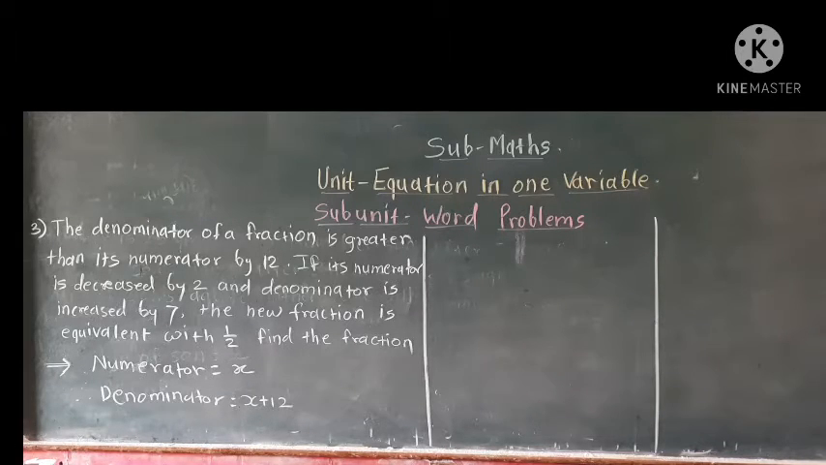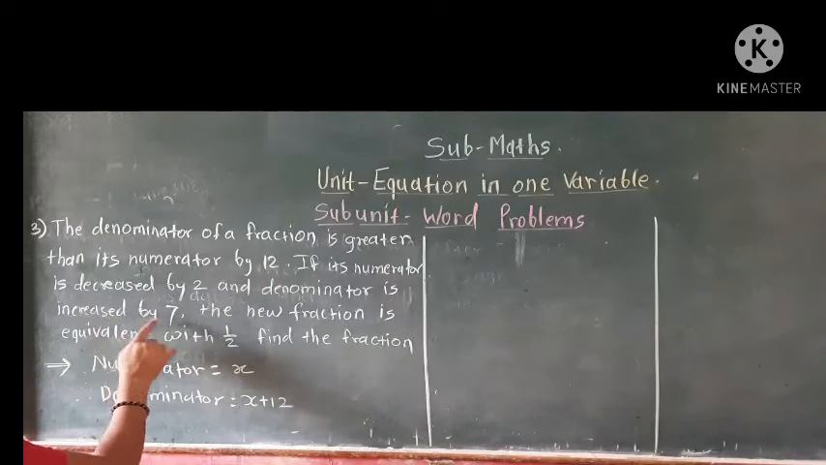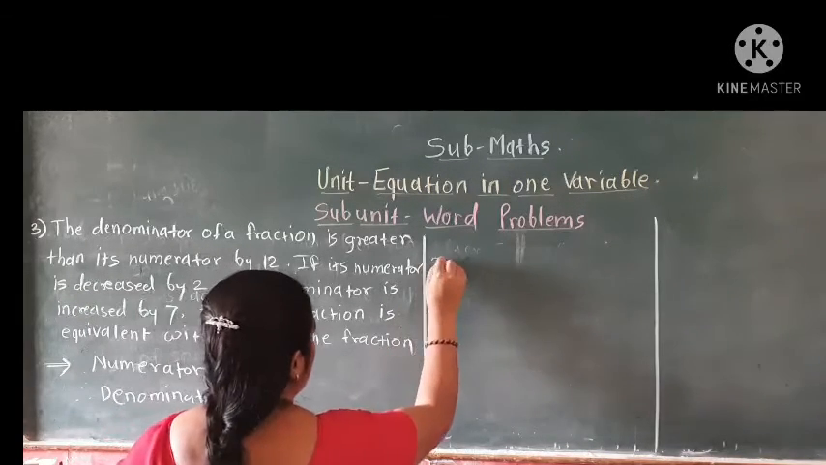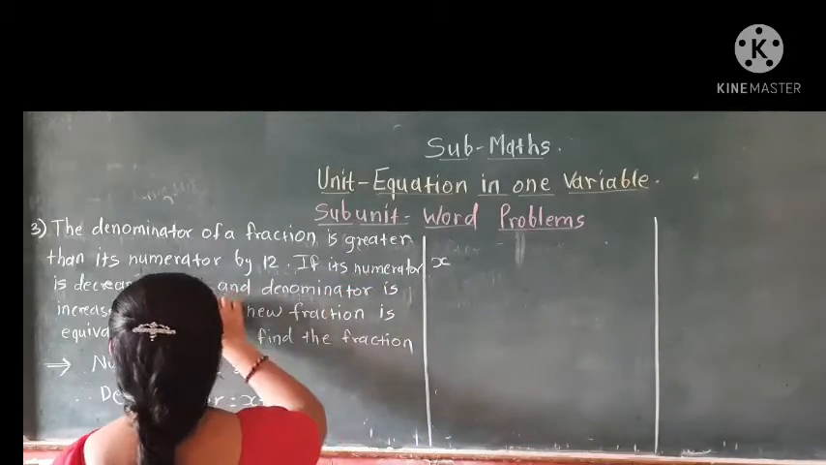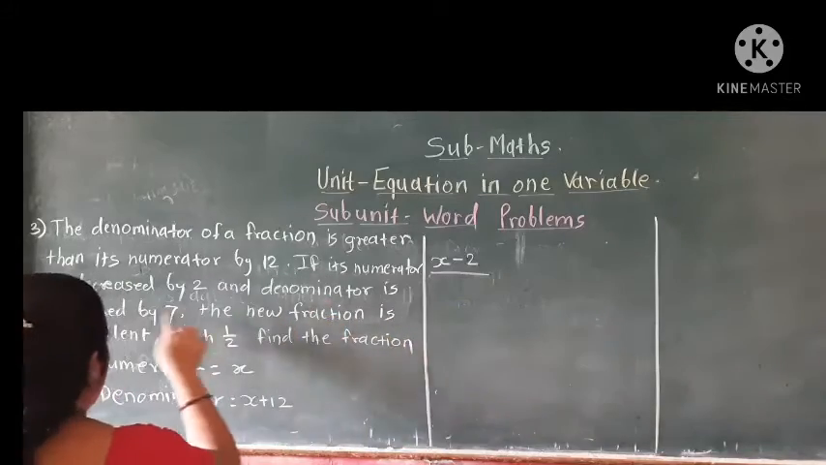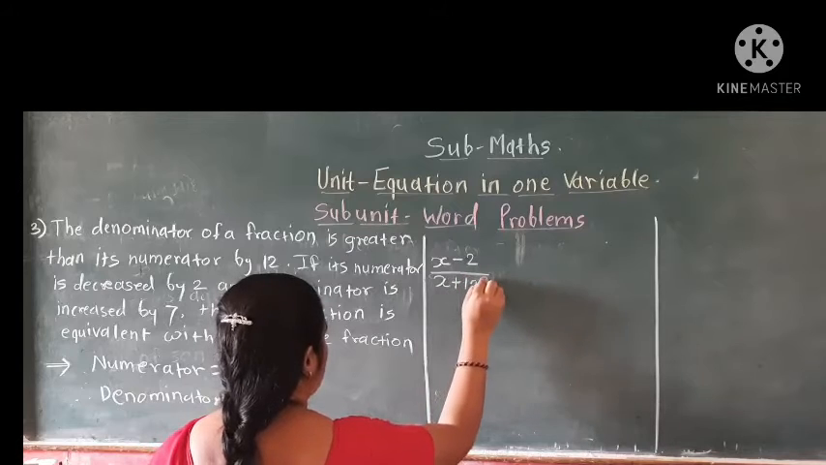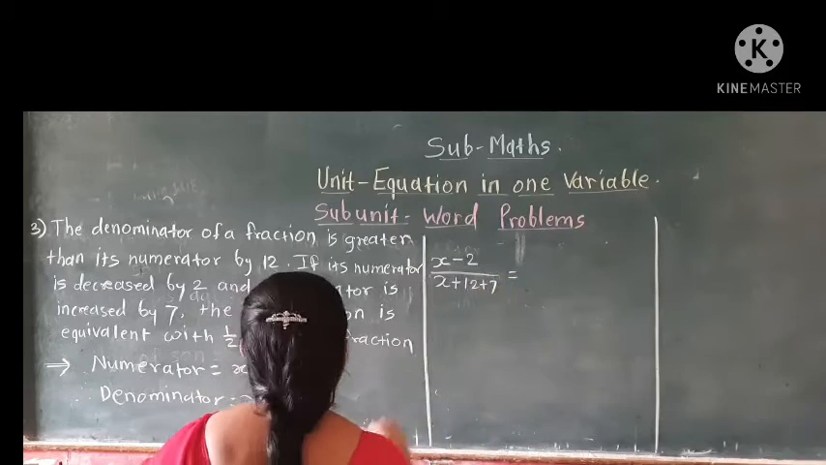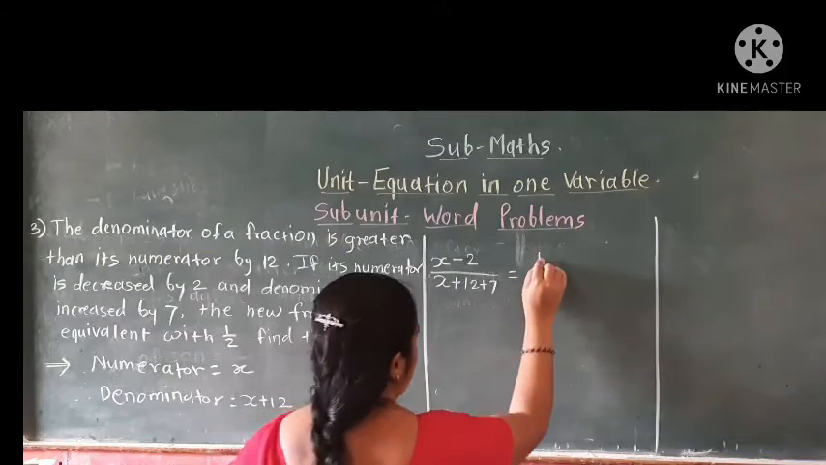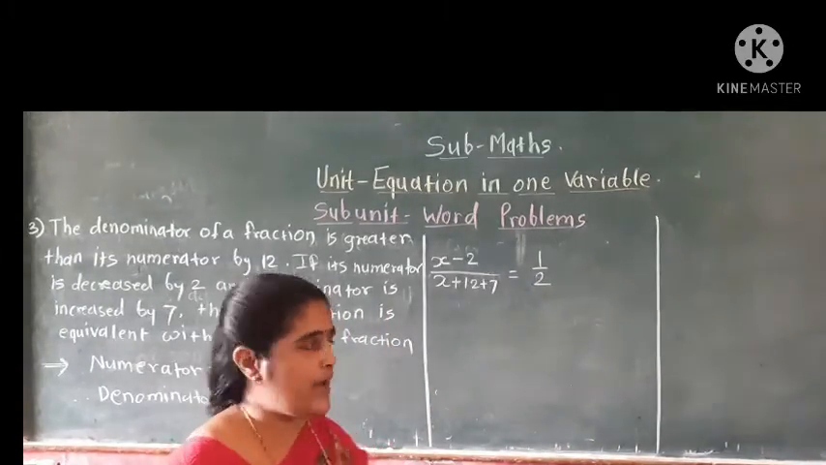After that, the numerator is decreased by 2 and the denominator is increased by 7. According to this condition, the numerator decreased by 2 means x minus 2, and the denominator increased by 7 means x plus 12 plus 7. Then this fraction is equivalent to 1 by 2.